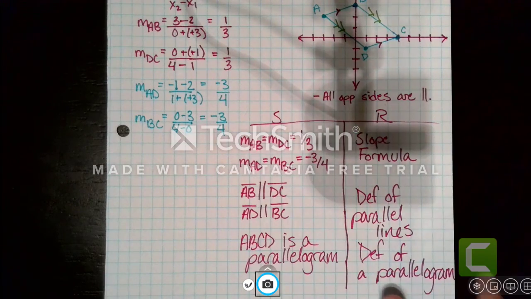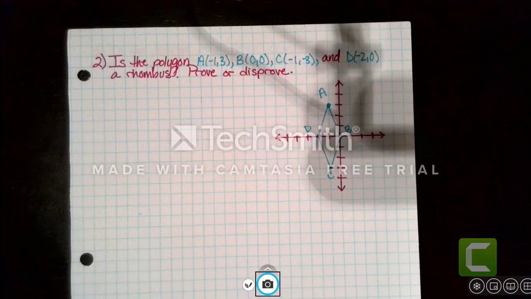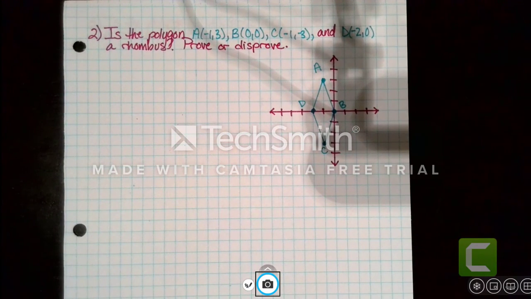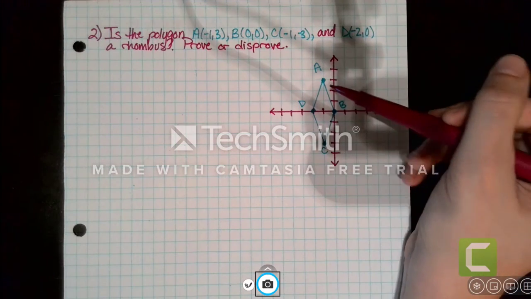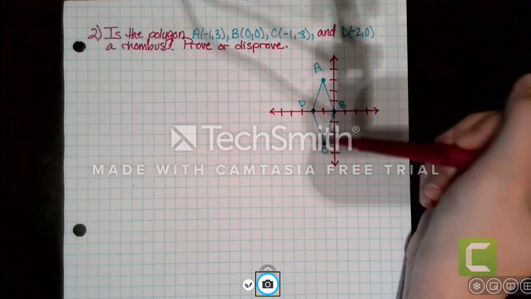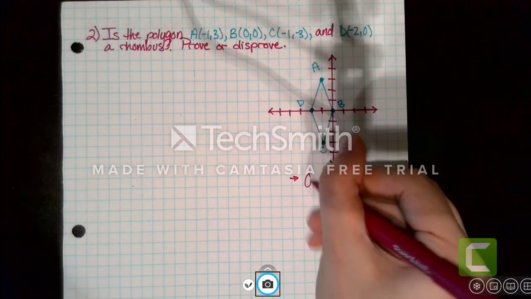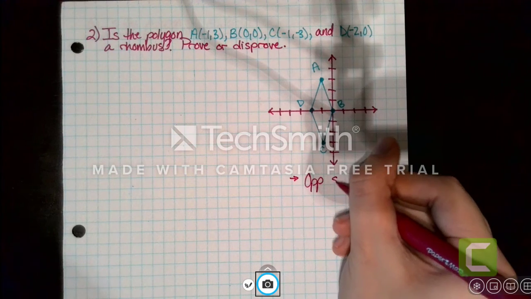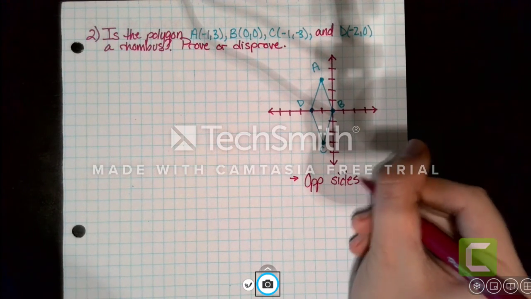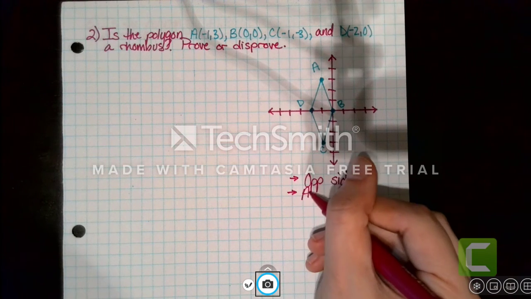For the next example, we are going to be proving that a polygon A, B, C, and D is a rhombus. So, just like in example 1, we're going to begin by proving what we know about a rhombus. In a rhombus, we can say that opposite sides are parallel. We can claim that all sides are congruent.